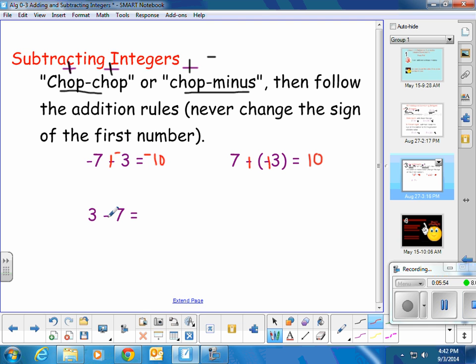Or you just change it when you have a situation like this with a big number being taken away from a smaller number. Change it to adding the opposite, or chop minus. And now they're different signs. You're going to actually subtract the two numbers, and then you're going to take the sign of the one with the greatest absolute value, or the biggest number ignoring the sign, and then you're going to keep that sign. So it's -4.